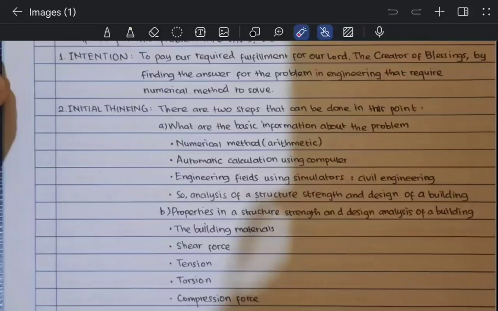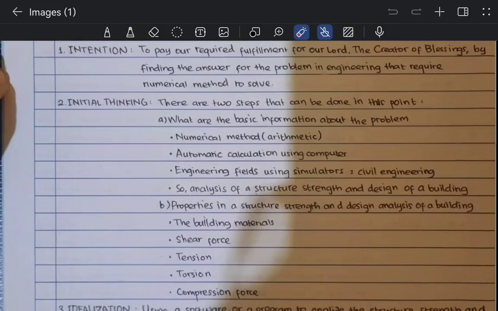And then we get into the second point, which is initial thinking. In initial thinking, there are two steps that can be done. So the first one is, what are the basic information about the problem? From the problem we know the information that it's about numerical method, which is the arithmetic way, and then about automatic calculation using computer, which is one of the applications that use numerical method in real life, and then the engineering fields using simulators, which is in civil engineering.